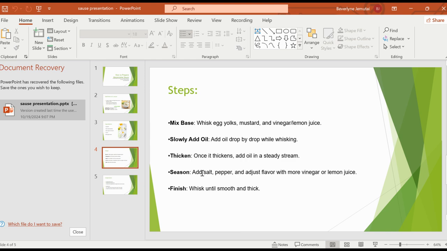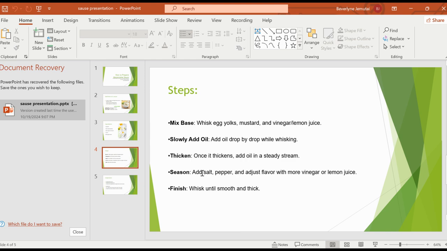Now we are going to the finishing part, which is seasoning. Once your mayonnaise is ready, you need to season. You add salt or pepper, and then you add vinegar or lemon. But when you use lemon, it's tastier than when you use vinegar. So I would advise that you use lemon instead of vinegar if you have.